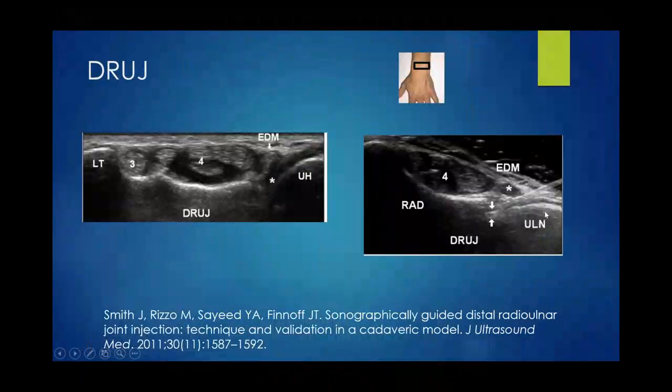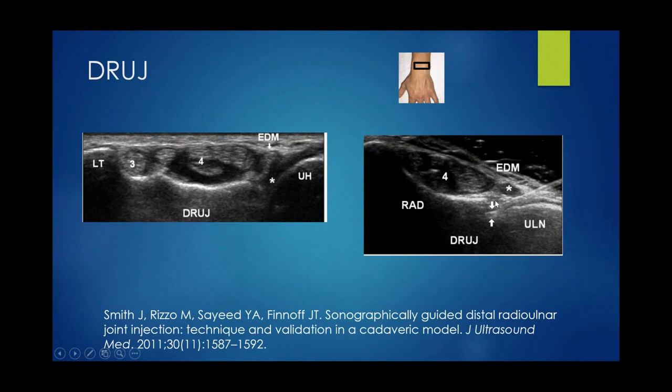The distal radial ulnar joint can also be easily accessed from the dorsal aspect of the wrist. Normally we'd use a gel standoff. Here you see gel heaped up over top of the dorsum of the wrist. The needle is then brought in through the gel, through the back of the wrist, into the dorsal aspect of the distal radial ulnar joint, immediately deep to the extensor digiti minimi tendon.